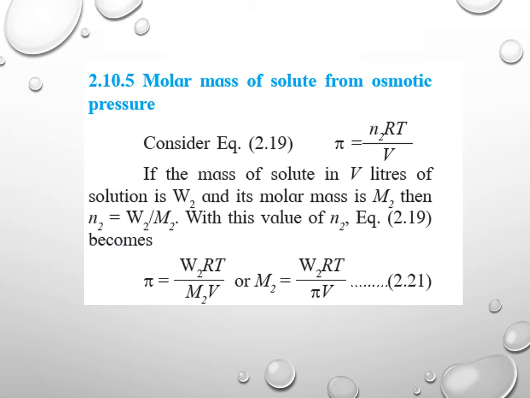Now let's see the relationship between, or how to find out, molar mass through osmotic pressure. Here we know that pi is equal to n2RT upon V. Now if you substitute the value of n2, that is the number of moles, by W2 upon M2, where W2 is the mass of solute and M2 is the molar mass of the solute, you get the equation as pi is equal to W2RT upon M2V. Just rearranging the equation, you can write it as M2 is equal to W2RT upon pi V. Now this formula can be used in calculation of finding out the molar mass of the solute.